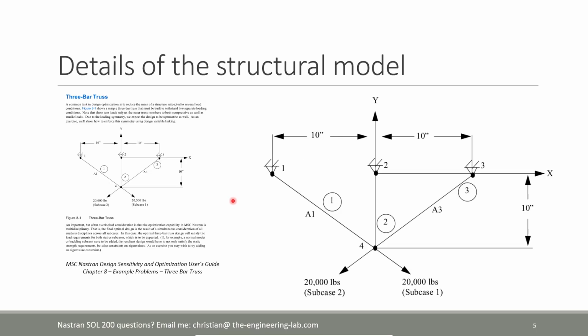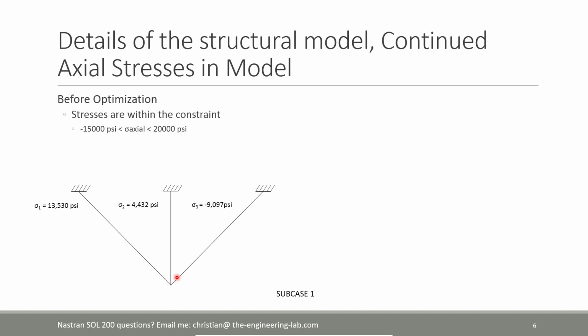Now, this example is found in the MSC Nastran Design Sensitivity and Optimization User's Guide. This is available in Chapter 8. This example is known as the 3-bar truss example. This is a very introductory example. I think many new users will encounter this example, so this is a very good one to demonstrate for Nastran Solution 200.